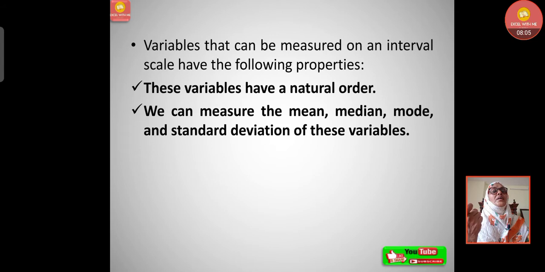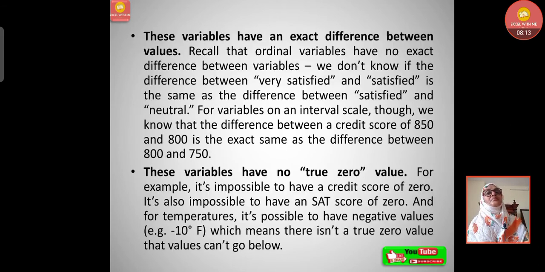Number one, these variables have natural order. We can measure the mean, median, mode and standard deviation of these variables. Now these variables have an exact difference between values. That is, recall that ordinal variables have no exact difference between variables. We don't know if the difference between very satisfied and satisfied is the same as the difference between satisfied and neutral. Now for variables on an interval scale, though, we know that the difference between a credit score of 850 and 800 is the exact same as the difference between 800 and 750.